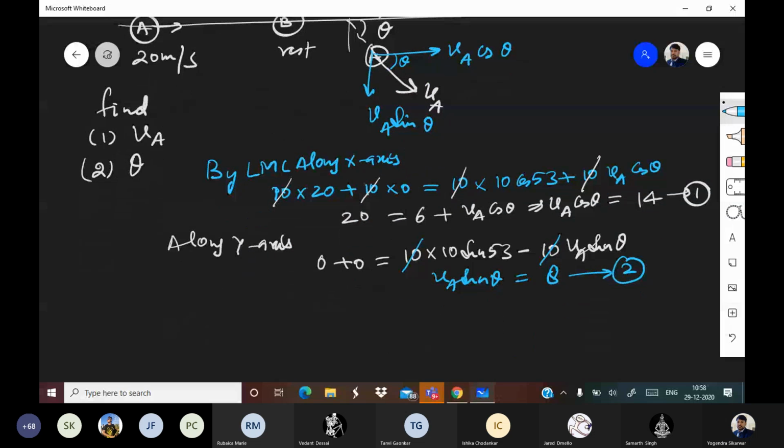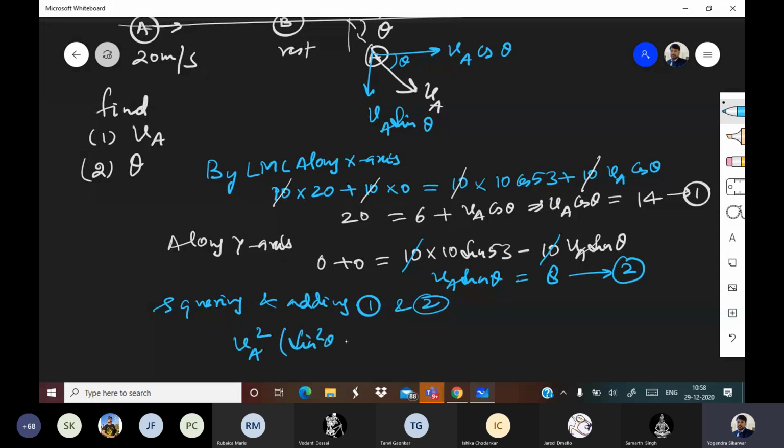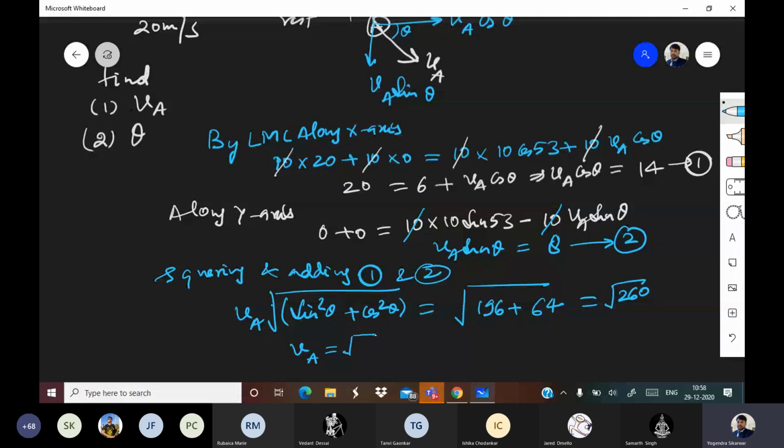So squaring and adding 1 and 2. VA square into sine square theta plus cos square theta is equal to 14 square, which is 196, plus 8 square, which is 64. 196 plus 64 came out to be 260. Taking root, VA came out to be root of 260. All right, this is the answer.